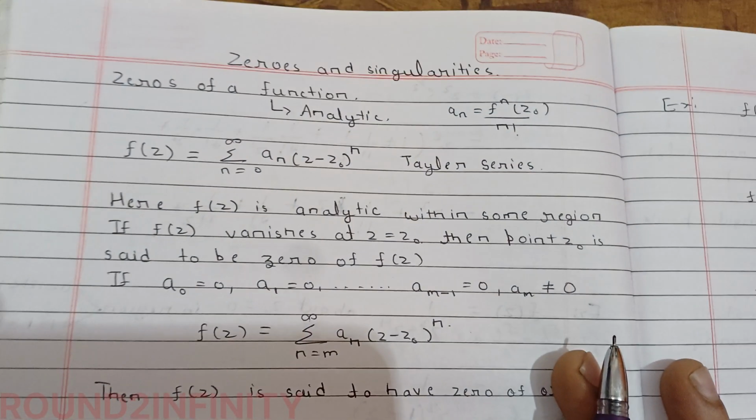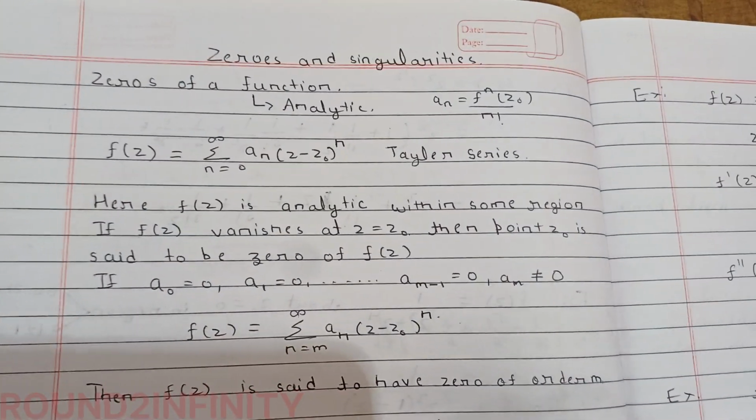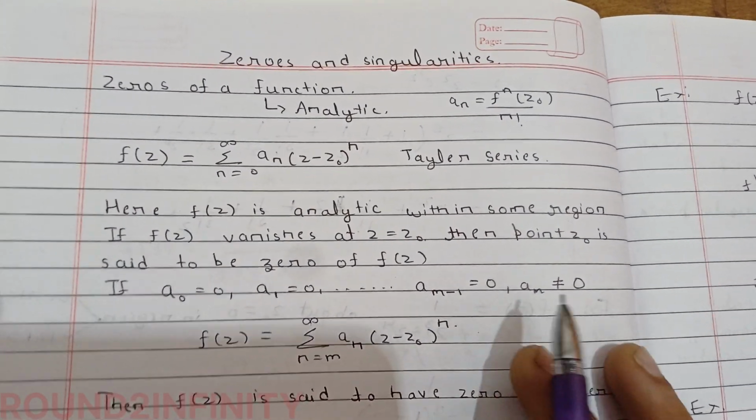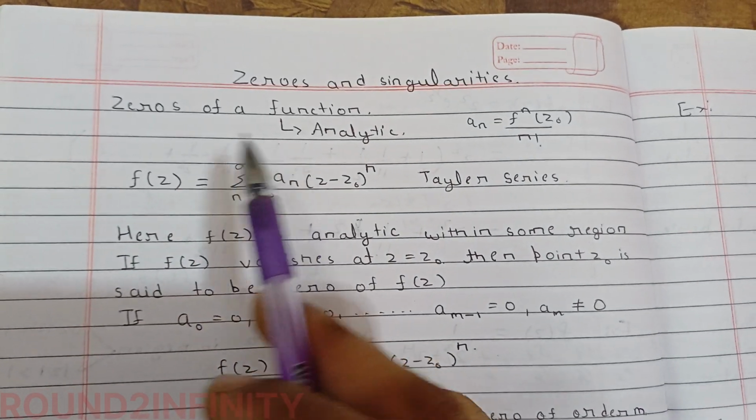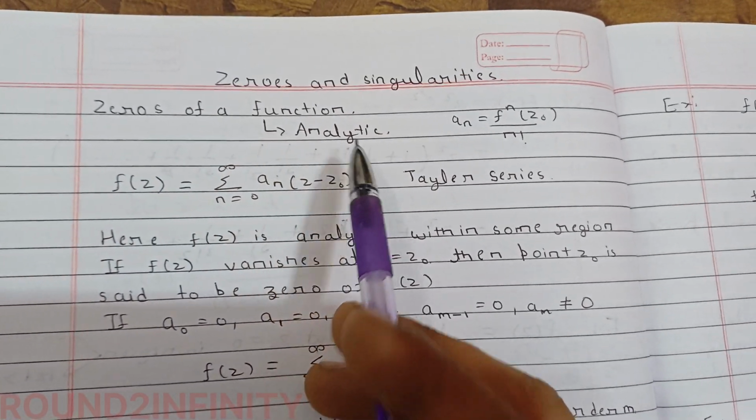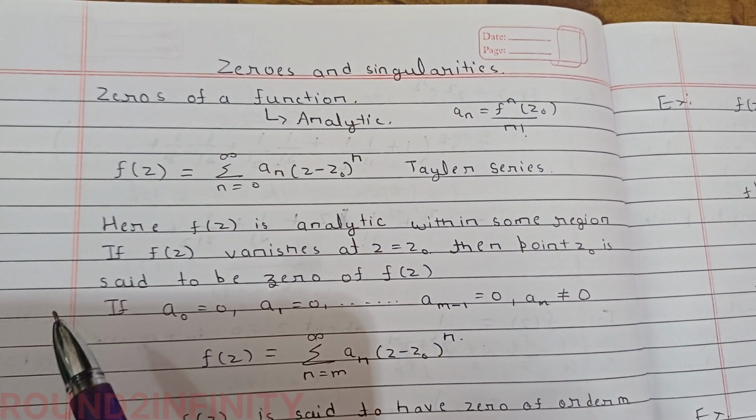So today we will see about the zeros and the singularities. They are related to the Taylor series and the Laurent series. So let's see how. First we will study the zeros. Zeros are defined for an analytic function only. So what is the meaning of zeros?